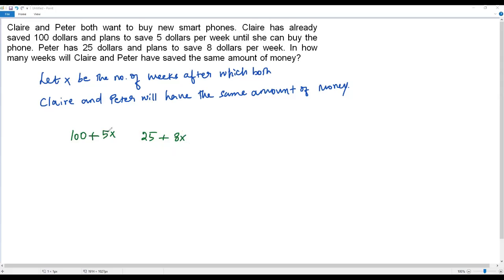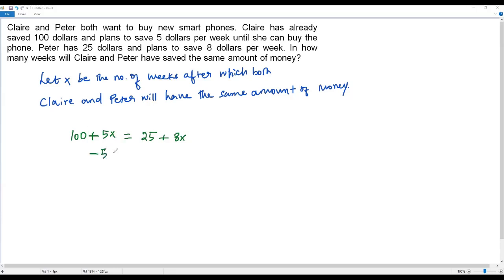According to the question, after x weeks, the money Claire has and the money Peter has must be the same. That means they must be equal. So in this equation, we have to solve for x, the number of weeks. To solve for x, I'm going to get rid of the variable x on one of the sides, because here the variable x appears on both sides of the equation. Either we get rid of the variable on the right side or on the left side. Let me get rid of the variable on the left side.